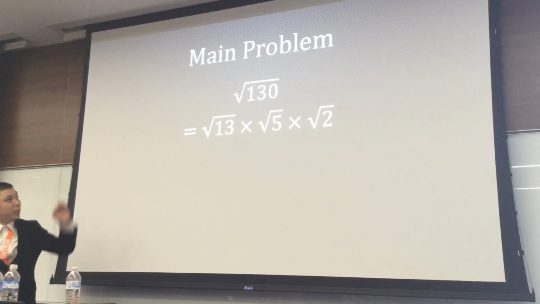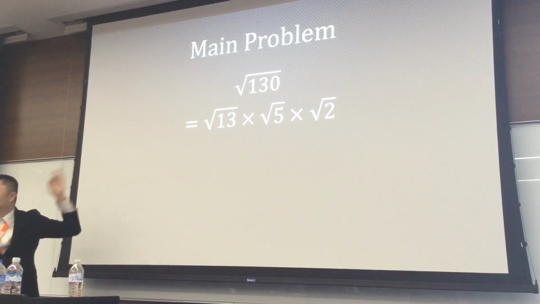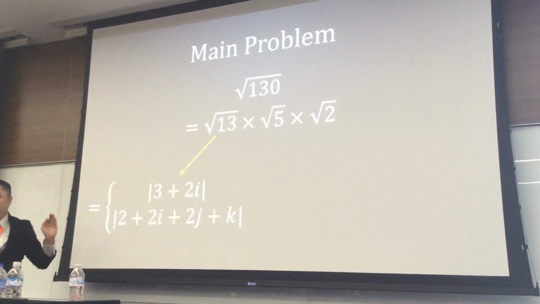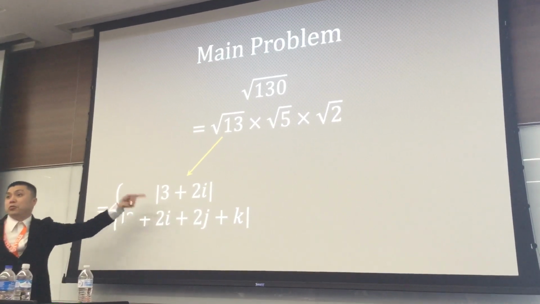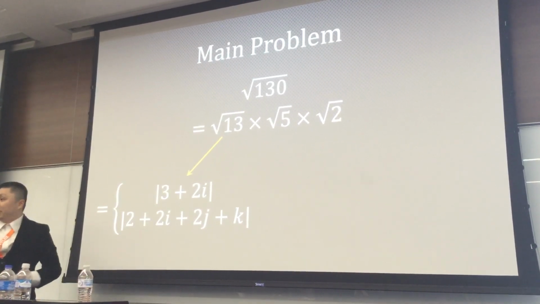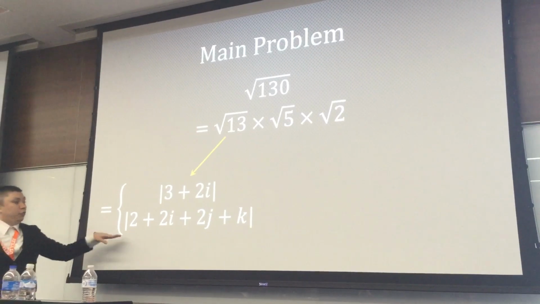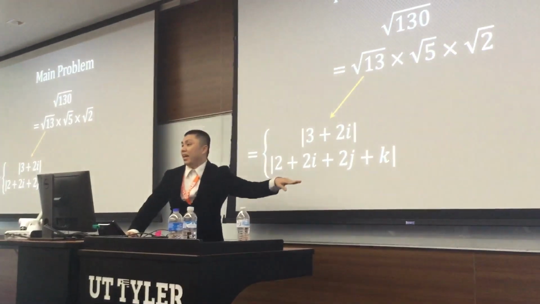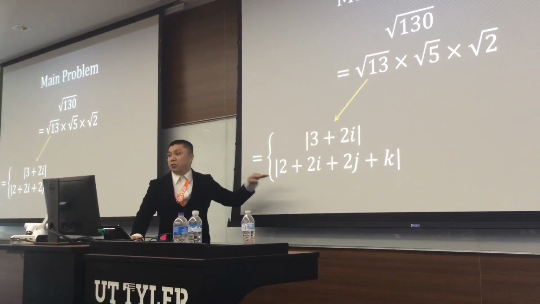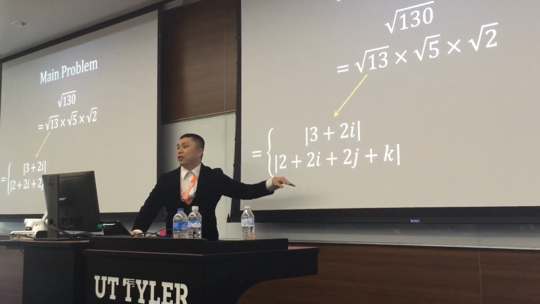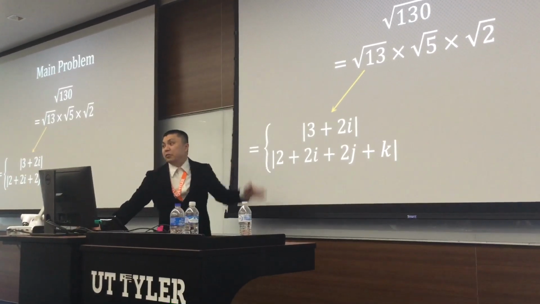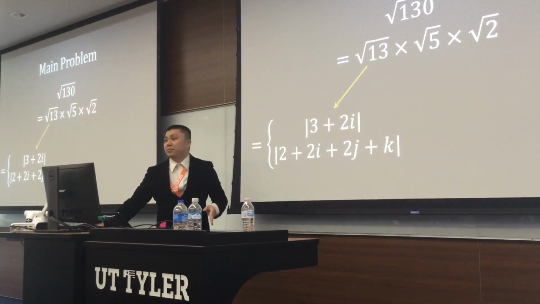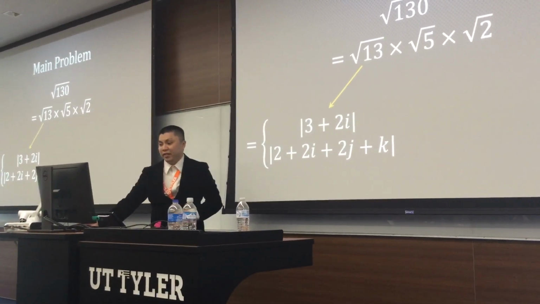So let's try to express 13. It can be expressed like 3 plus 2i, because 3 squared plus 2 squared is 13. Or I can do 2 plus 2i plus 2j plus k, because 2 squared plus 2 squared plus 2 squared plus 1 squared is 13. This is not the only way. You can also do other ways, but they will be symmetric.